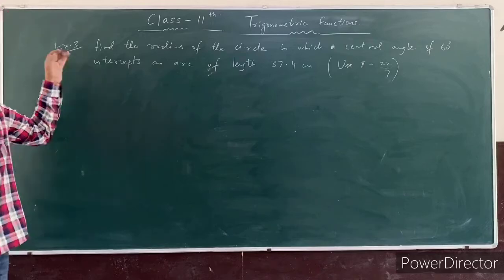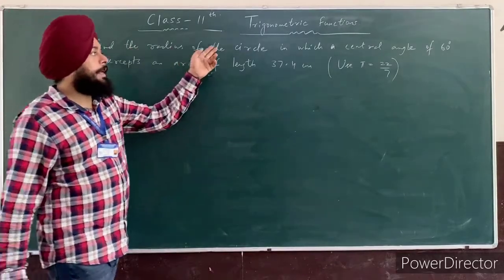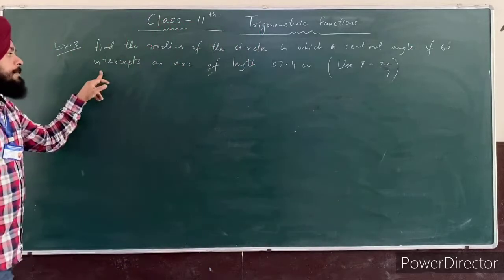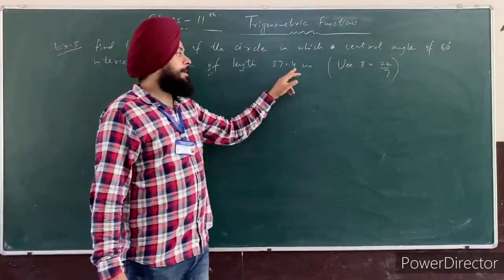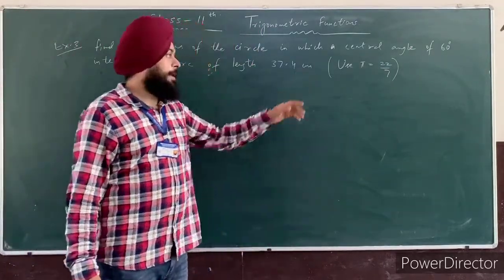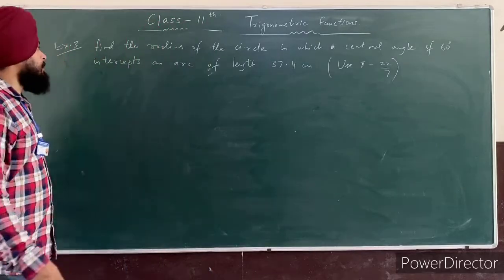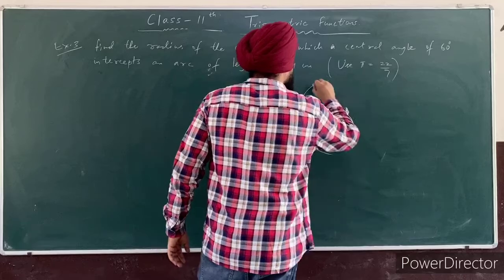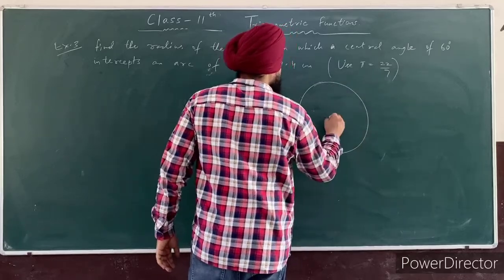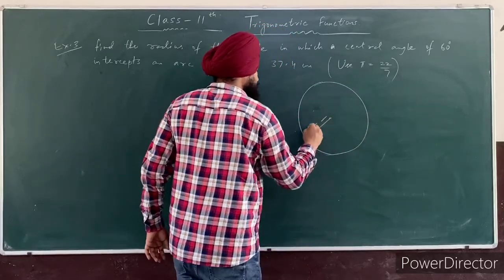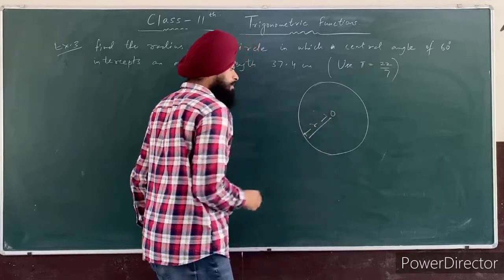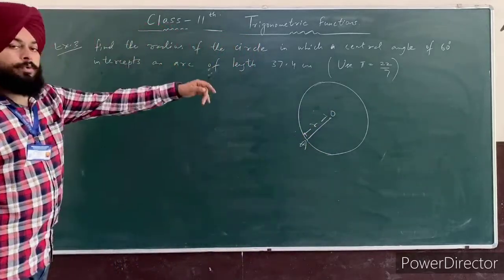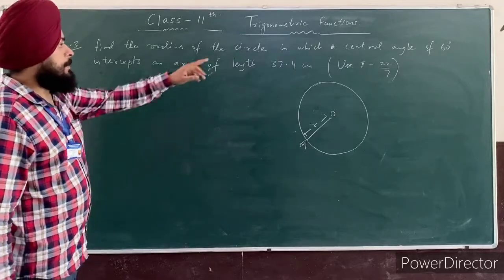Next example third. Find the radius of the circle in which a central angle of 60 degree intersects an arc of length 37.4 centimeter. You have to use pi here, 22 by 7. Find the radius of the circle. This is the circle. You have to find its radius. Take the center O and radius is OA, that is R.